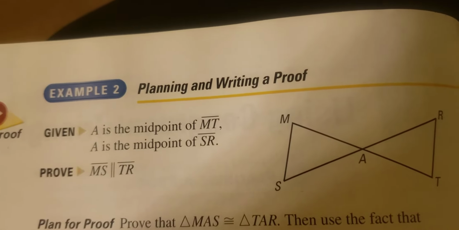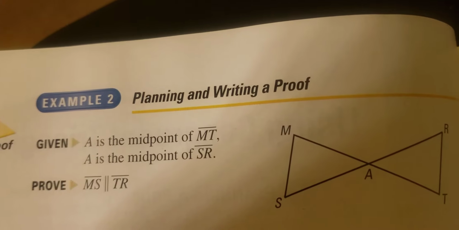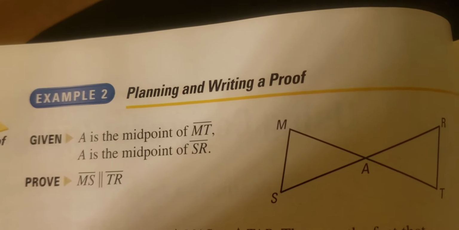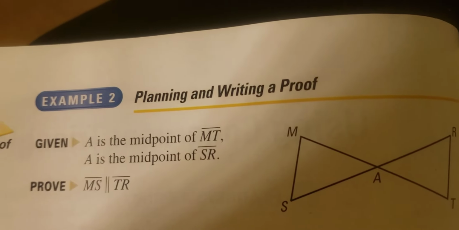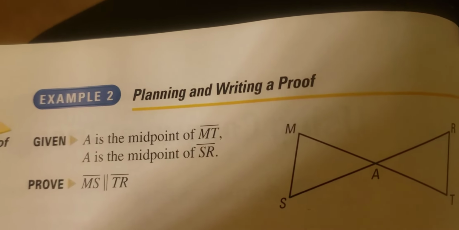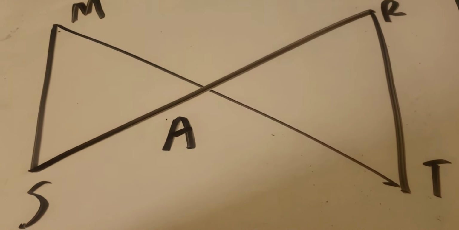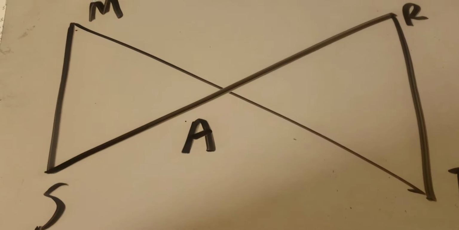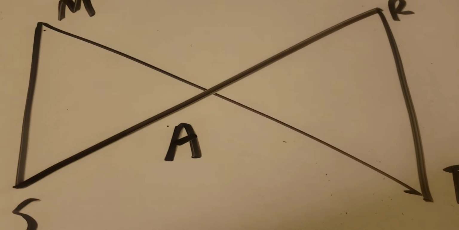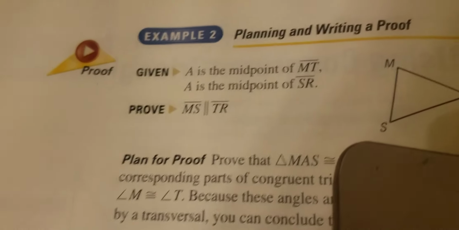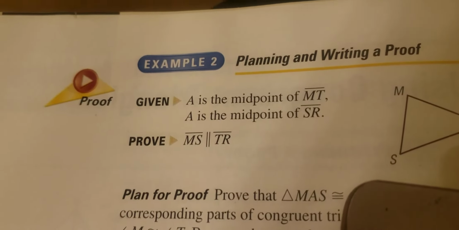Okay, so this is the example that I'm going to use off this book. And since CPCTC only gets used for proofs, I'm going to do a proof with you, okay? So this is what's given. This is what we have to prove. So we're going to redraw this again and then do the markings. Okay, here's my drawing. There's no markings because they didn't put any markings for us. But if you remember, they did say, and I'm going to have it right here, sorry. A is the midpoint of MT and A is the midpoint of SR.